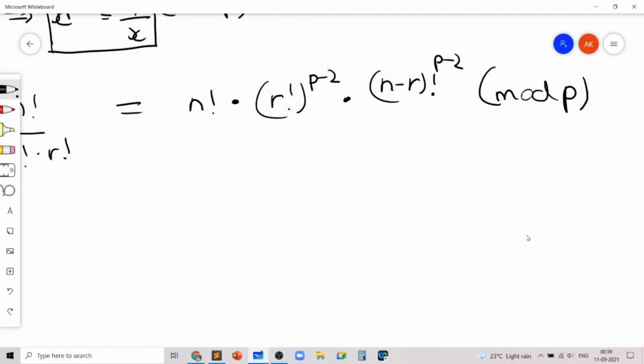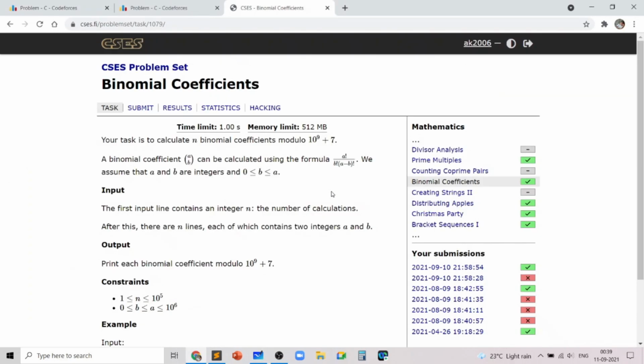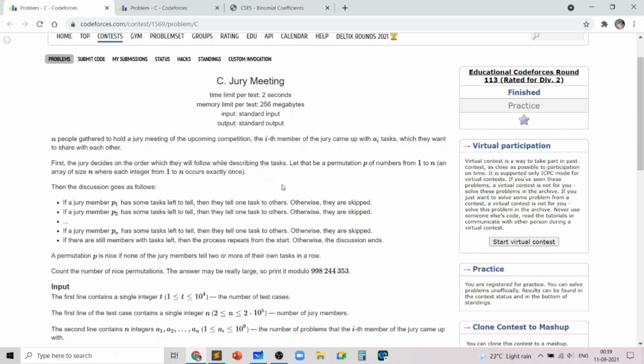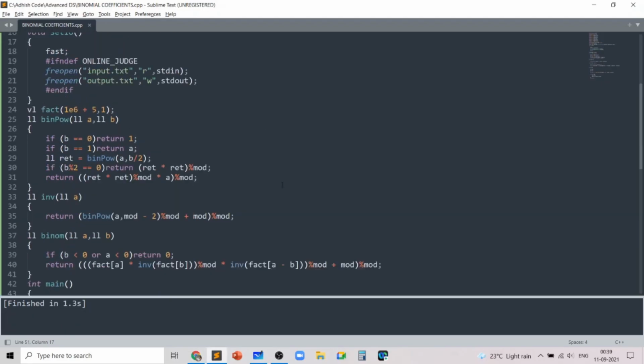And an important thing to note over here is that you need to have the factorials pre-computed. So pre-compute all n factorial and all r factorial. That can be done easily in one loop, and use binary lifting or basically binary exponentiation to compute this power efficiently, and I'll be showing you in the code how we can exactly do this. Also, you can submit it on CSES for just verification purposes. Now I'll show you the code implementing the same idea.